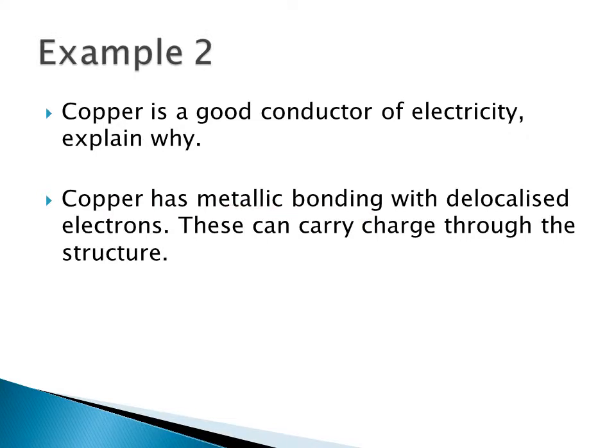Now, we know we're talking about conducting electricity. Electricity almost always involves electrons, and we're dealing with delocalized ones because it's a metal. So, copper has metallic bonding with delocalized electrons. Now, why can it actually conduct well? Because these can carry the charge through the structure.